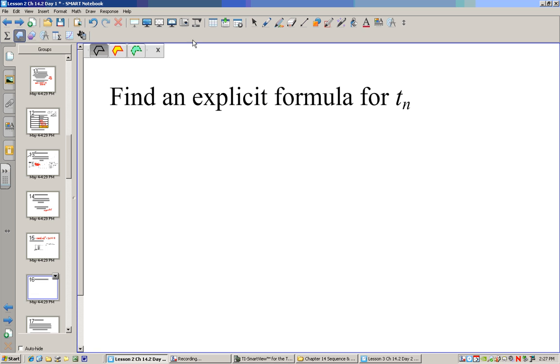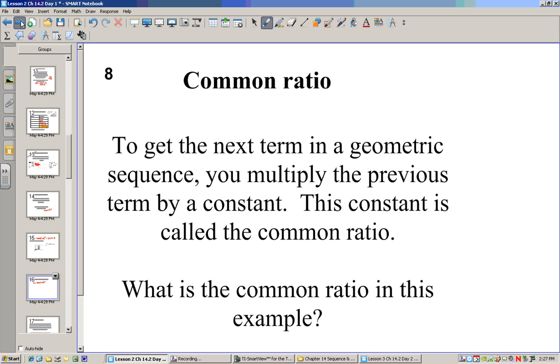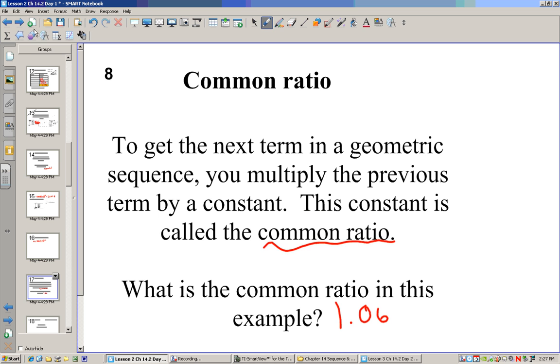So find an explicit form. That's what I did on the previous page. The explicit form was t sub n is equal to 1,000 times 1.06 to the n minus 1. To get the next term in a geometric sequence, you simply just multiply the previous term by a constant. This constant is called a common ratio. The common ratio in this example is 1.06.